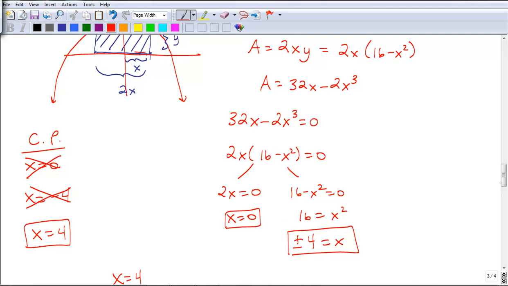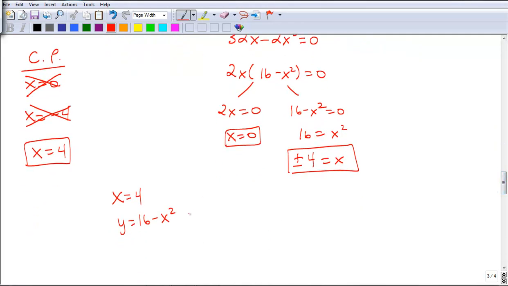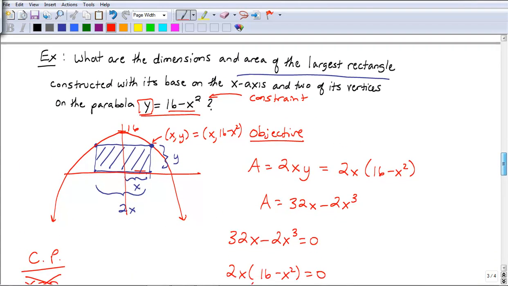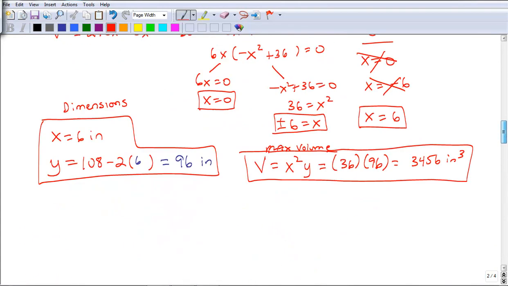is 16 minus 4 squared, which is 0. So the point I get is 4 for x and 0 for y, which also doesn't work out.